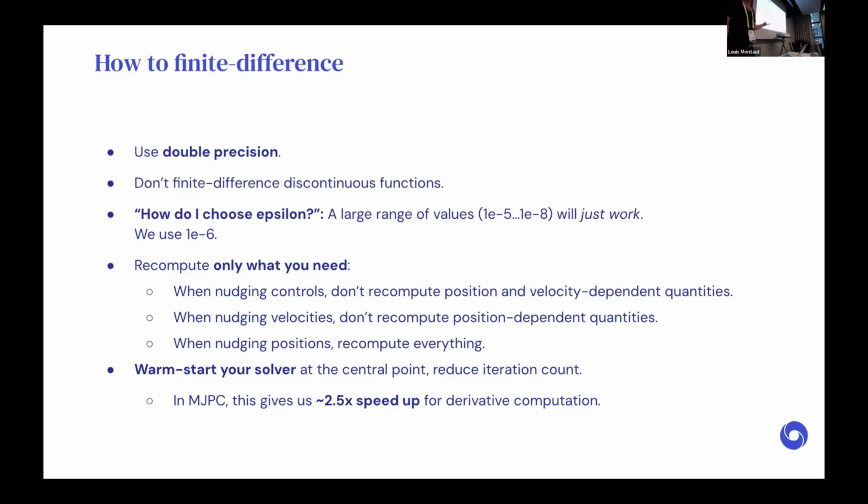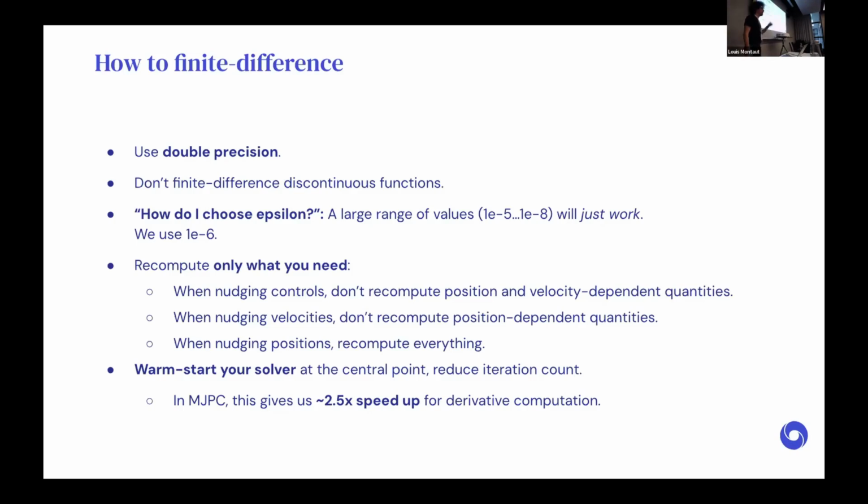If you're nudging positions, you need to recompute them. And even more valuable is warm starting the solver, right? All interesting physics simulators have some kind of iterative solver inside them. And of course, we all know if you're very clever, you can get the analytical derivatives through the inverse from the KKT conditions. Yes, but even easier, just warm start the solver and reduce the iterations.